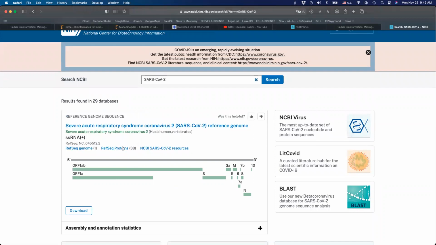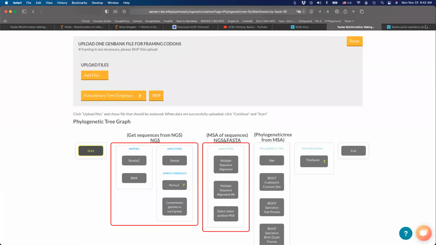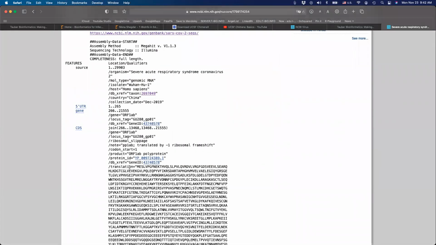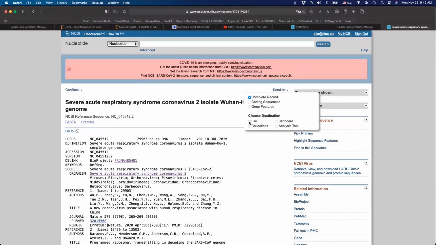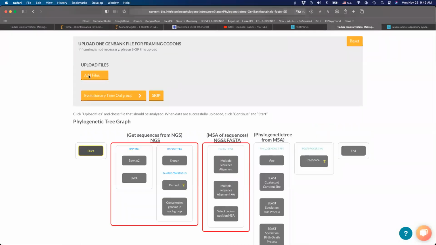We want to go to the RefSeq genome. And remember, in here, it tells us what we need. We need a GenBank file, right? So what is the GenBank file? The GenBank file is the one that contains the translation of the nucleotide sequence into the amino acid sequence, and that gives us the framing of codons. So here we want to do File and select GenBank. Create that file. Again, we'll do all of this again next time. Please try to do this on your own first. Okay, and then let's upload it right here.